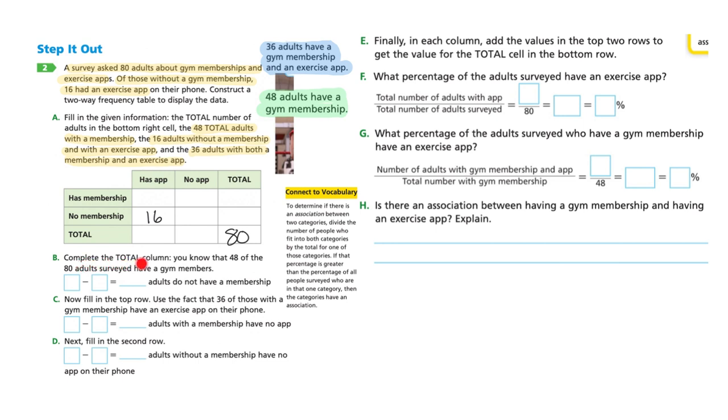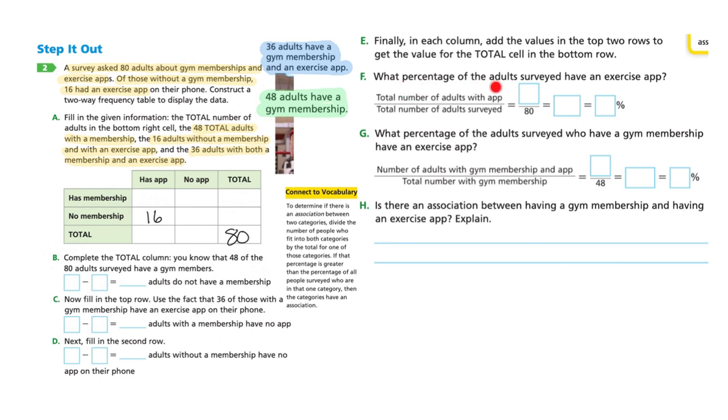They tell you to complete the total column, and they give you information that will help you. So for B, C, and D, you can use the help that they give you, and the information that's highlighted in all these areas. E, finally, in each column, add the values in the top two rows, and then get the value for the total cell in the bottom row.